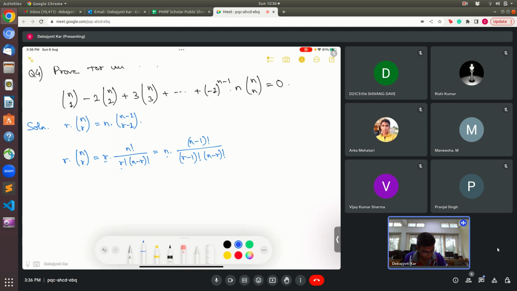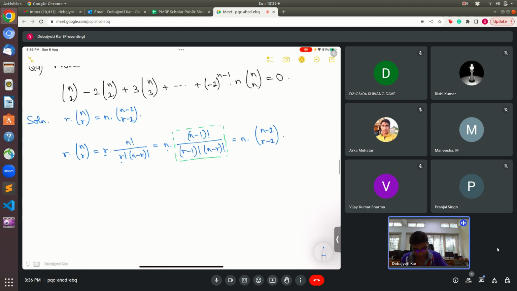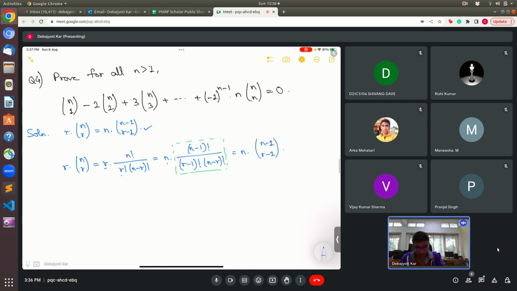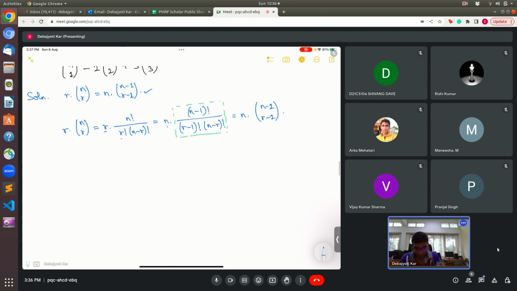So now what is this quantity? This quantity is nothing but n minus 1 choose r minus 1, right? Okay, so hence this identity holds. r times n choose r is equal to n times n minus 1 choose r minus 1. Okay, so then if you put this in the identity that we need to prove, what do we get?